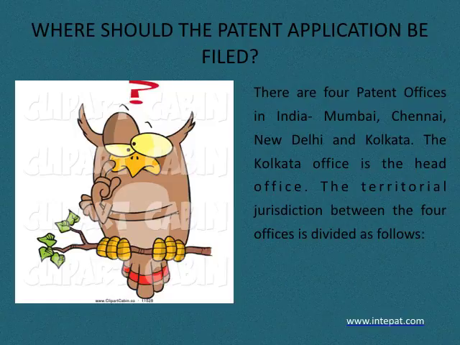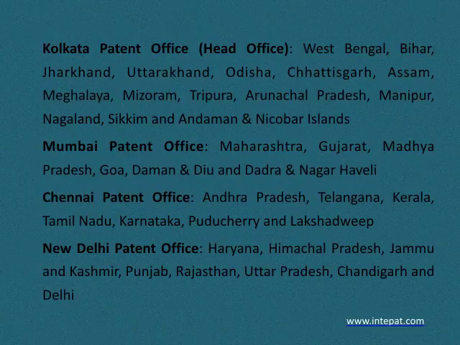Now, where should your patent application be filed? There are 4 patent offices in India: Mumbai, Chennai, New Delhi, and Kolkata. The Kolkata office is the head office, and the territorial jurisdiction between the 4 offices is divided as follows. The Kolkata office, being the head office, governs West Bengal, Bihar, Jharkhand, Uttarakhand, Odisha, Chhattisgarh, all the 7 northeast states, and the Andaman and Nicobar Islands.